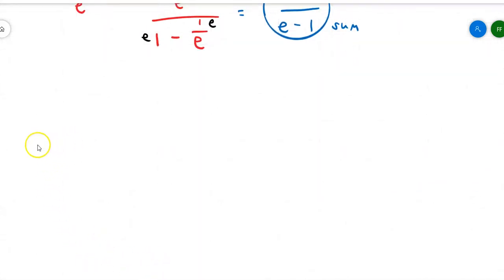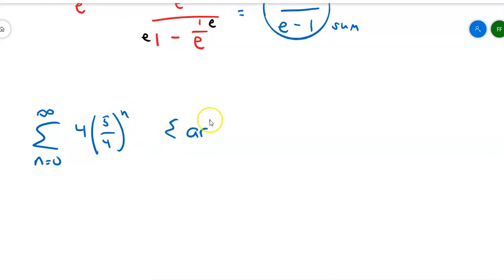All right, let's try another one. Suppose I take the sum from n equals 0 to infinity of 4 times 5/4 to the n. Well, this is geometric, right? It's in the form of a sum of ar to the n, but here's the issue. That 5/4 is greater than 1, so this thing diverges. My warning is, if you had tried to apply that formula, the a over 1 minus r, you'll get a number. It just won't mean anything.